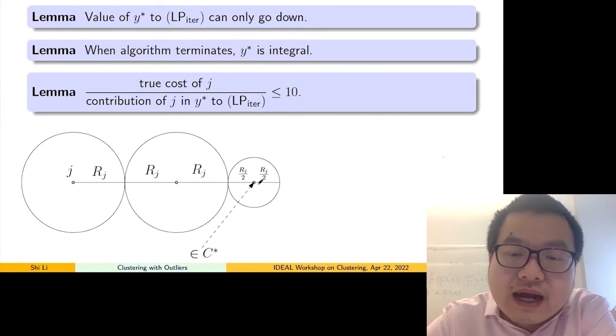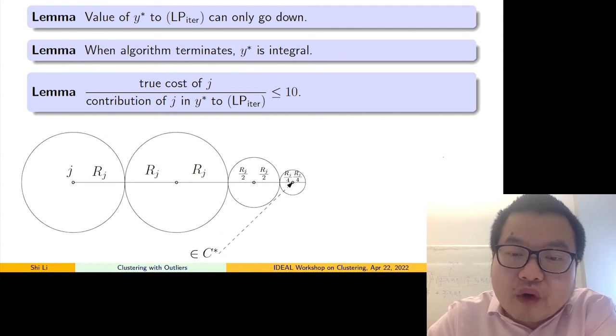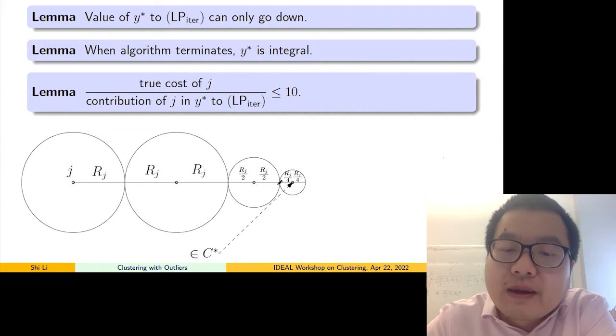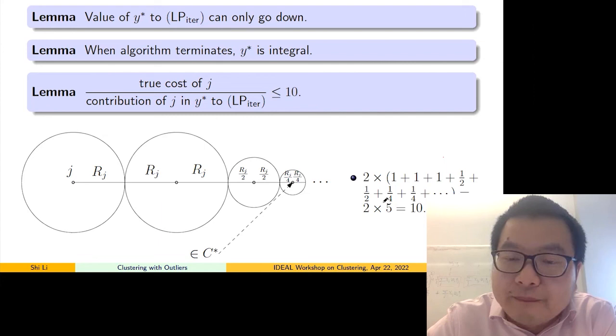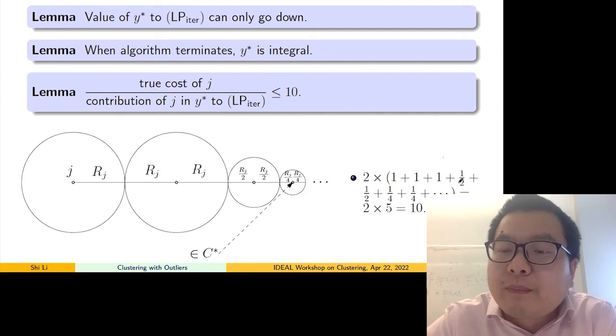And this can repeat forever. This ball of radius Rj over 2 is removed by a ball of radius Rj over 4, and this can continue forever. So if you add them up, you get this constant 10. So our cost in the LP is Rj over 2, but the actual cost is 1 plus 1 plus 1 plus half plus half, which will be 5.